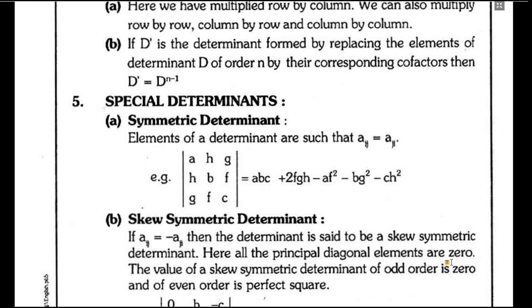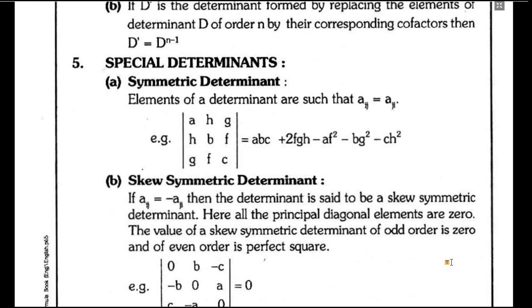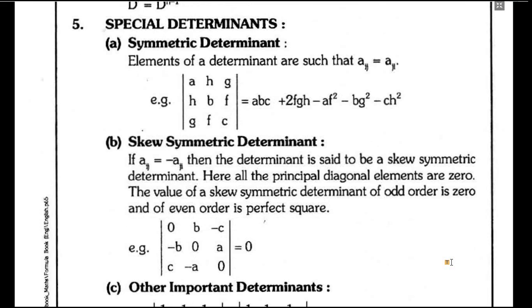Special determinants. First, the symmetric determinant. If the elements of a determinant are such that aij equals aji, then it is called a symmetric determinant. Here aij means the ith row and jth column element, and it equals aji, the jth row and ith column element, like a, h, g, h, b, f, g, f, and c.